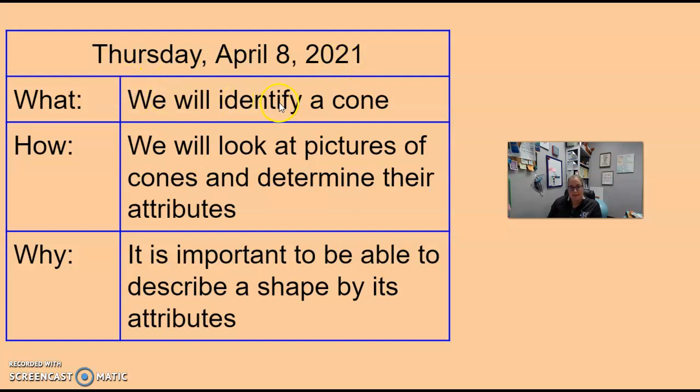Today we are going to identify a cone. Think about when you've heard the word cone before. How are we going to do this? Well, we're going to look at pictures of cones and determine their attributes. Remember, attributes are the way we describe things. Why are we going to do this? Well, it's important to be able to describe a shape by its attributes, the way that it looks and everything that makes it up. So let's get started.